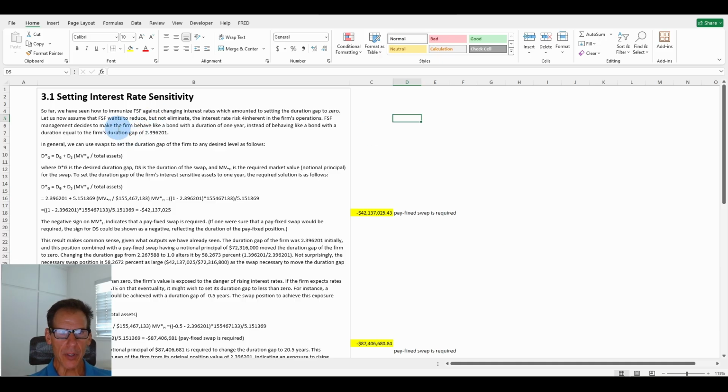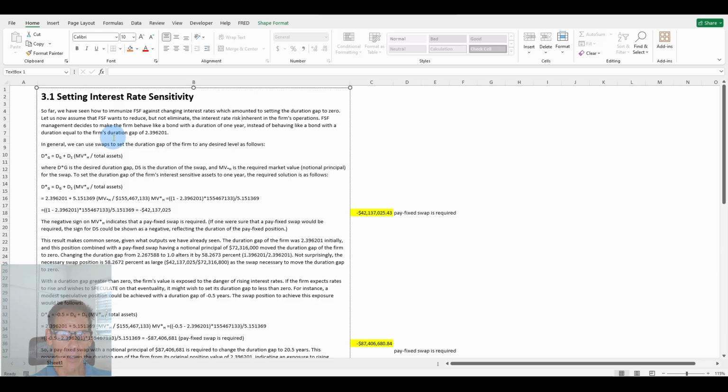So far, we've seen how to immunize FSF against changing interest rates, which amounted to setting the duration gap to zero. Let us now assume that FSF wants to reduce but not eliminate the interest rate risk inherent in the firm's operation. FSF management decides to make the firm behave like a bond with a duration of 1 year instead of behaving like a bond with a duration equal to the firm's duration gap of 2.39.